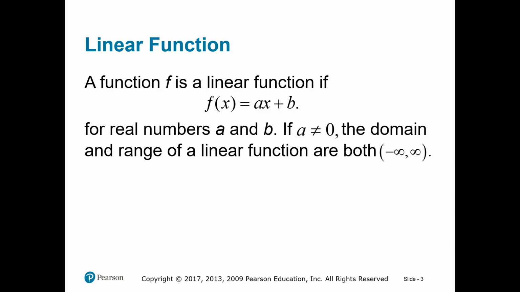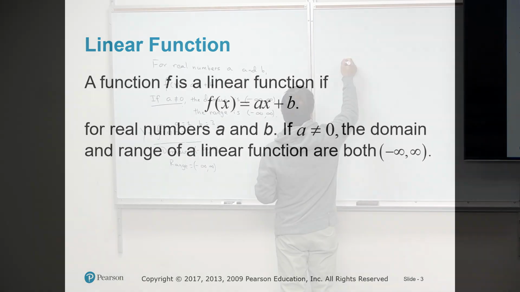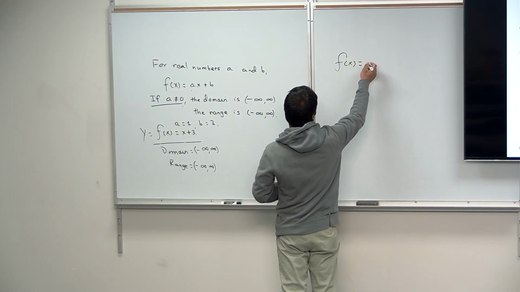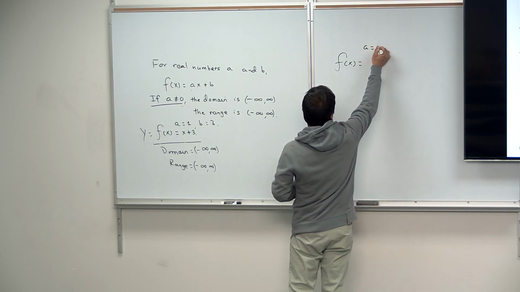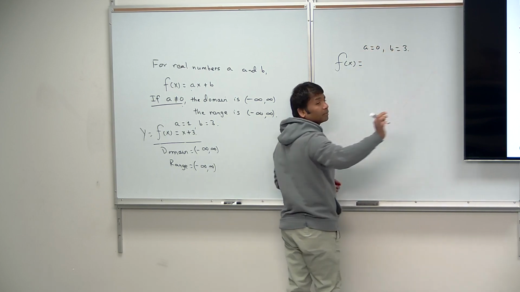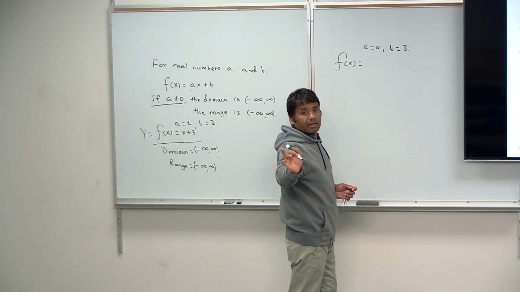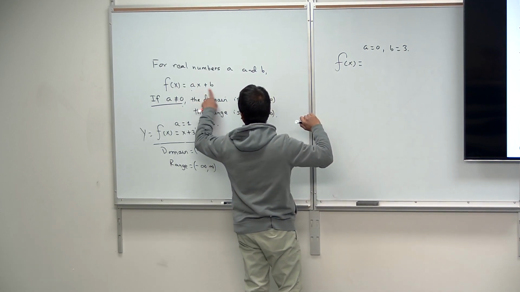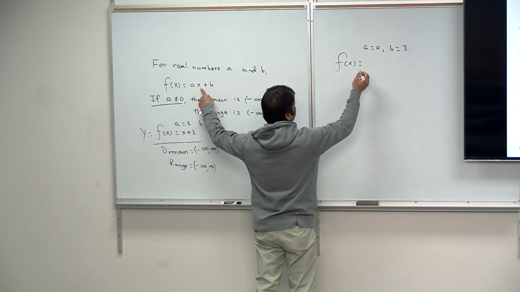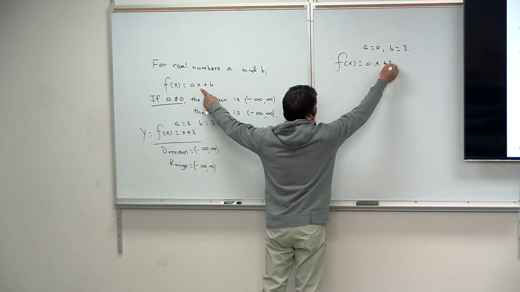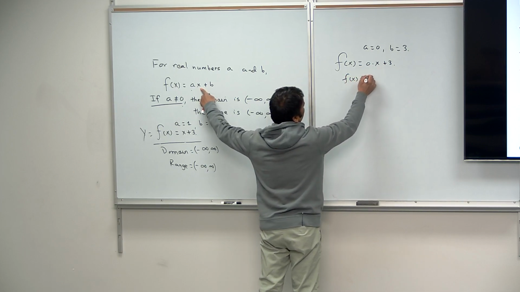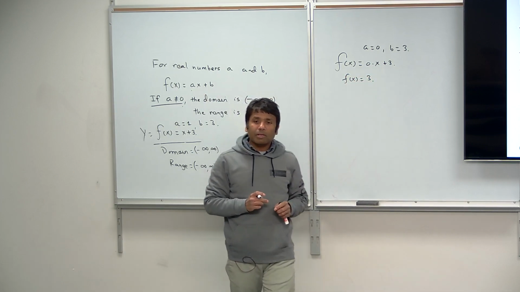But if the value of a is 0, let's say you have f(x) equal to, a is 0, and let's say b equal to 3. So you plug in a equal to 0 and b equal to 3, so 0 times x is 0, 0 times x plus 3, so that will give you f(x) equal to 3. Does that make sense?